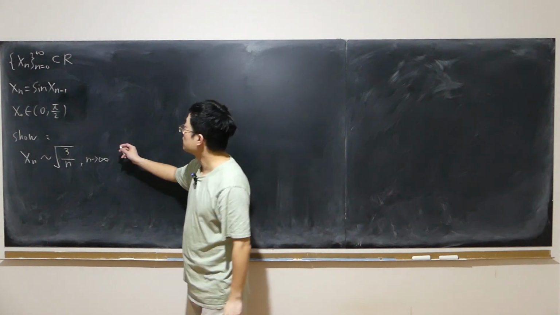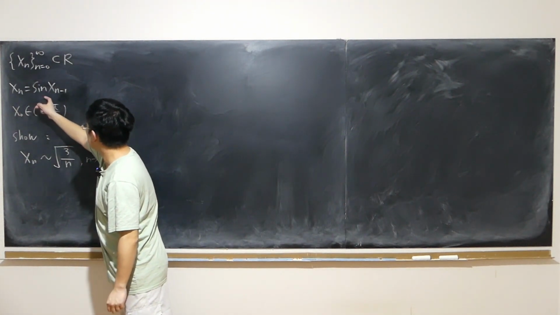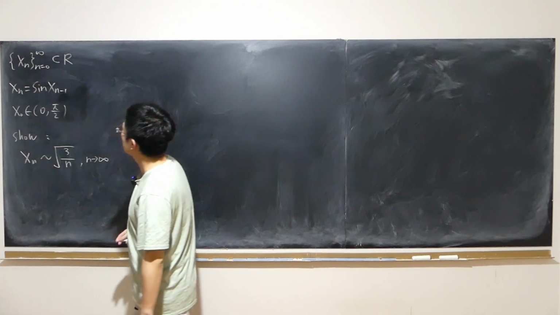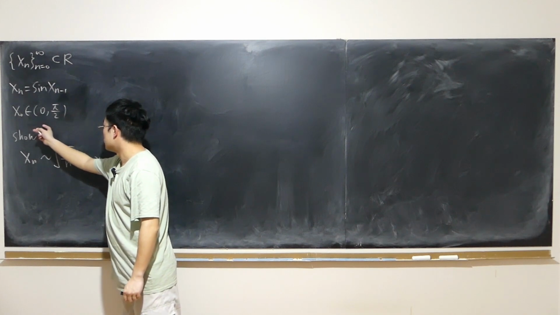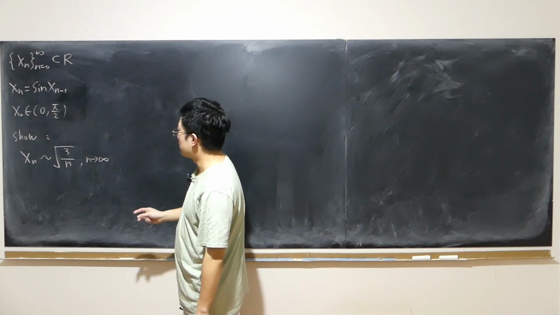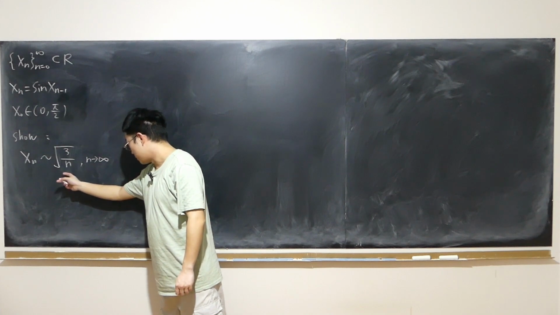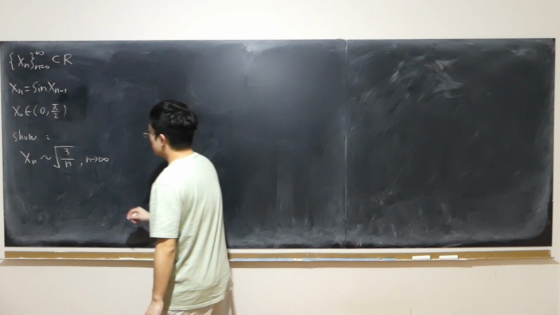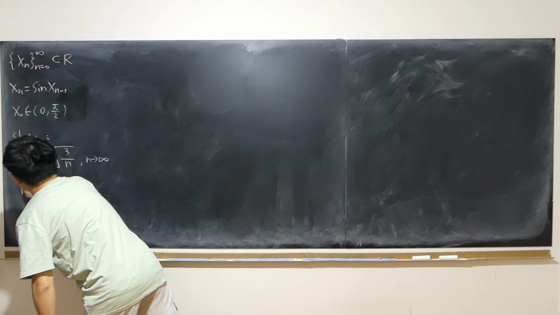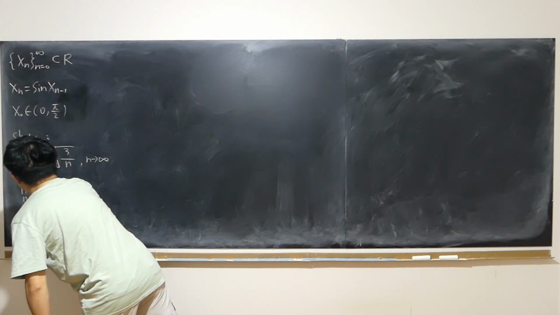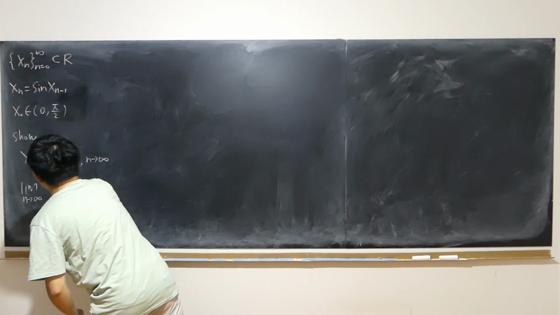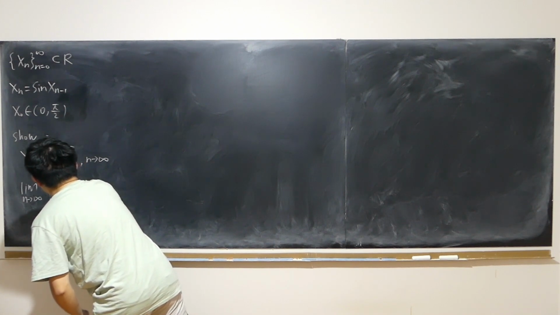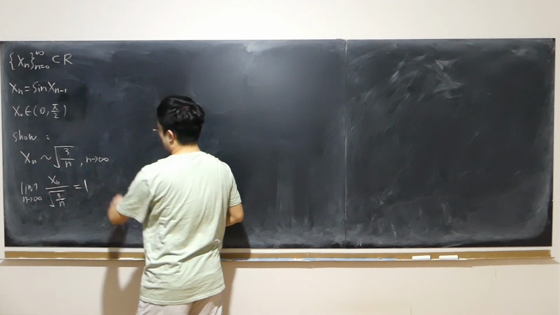We have a real sequence, given as an iterative sequence where the next term is equal to sine of the previous term, and the first term, x naught, is between 0 and half pi. Show that xn is asymptotically equivalent to square root of 3 over n. Meaning we want to show that the limit as n approaches infinity of xn over square root of 3 over n is 1.